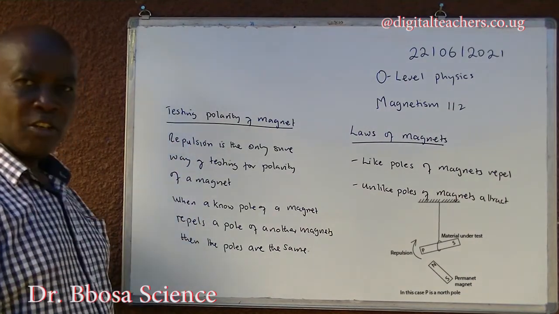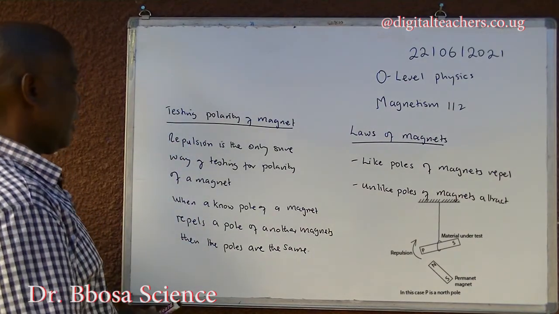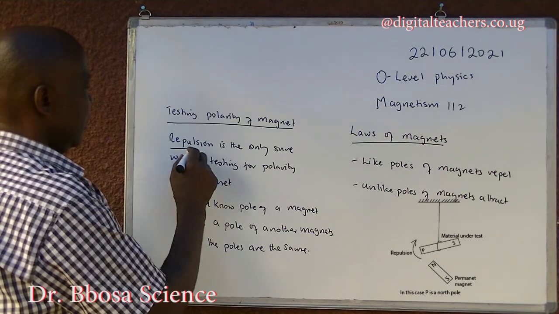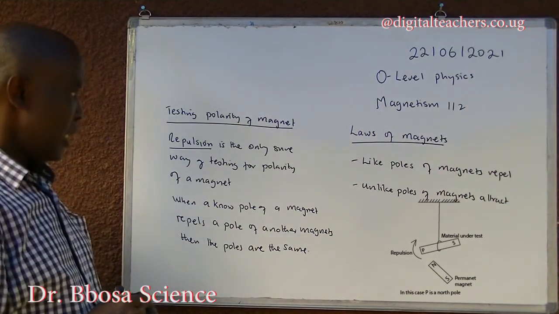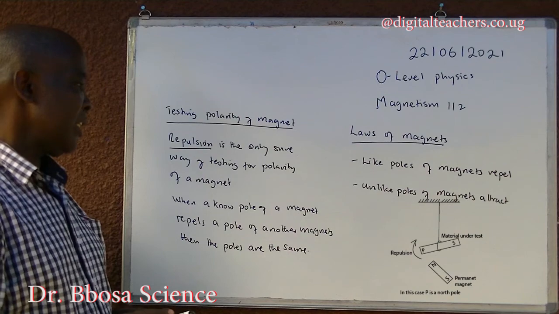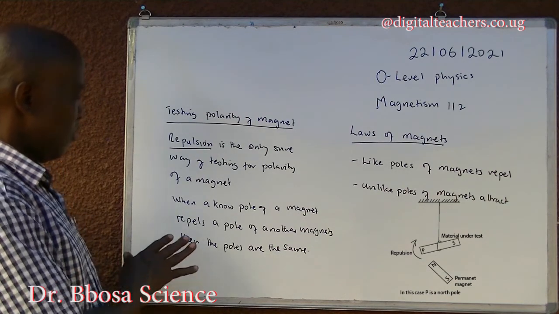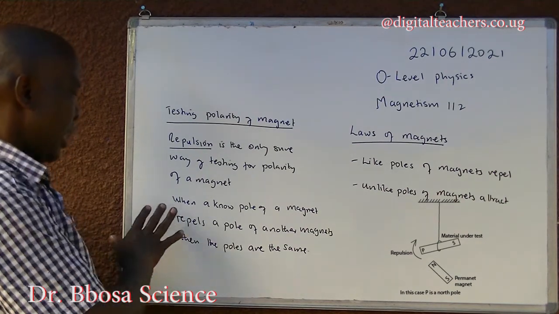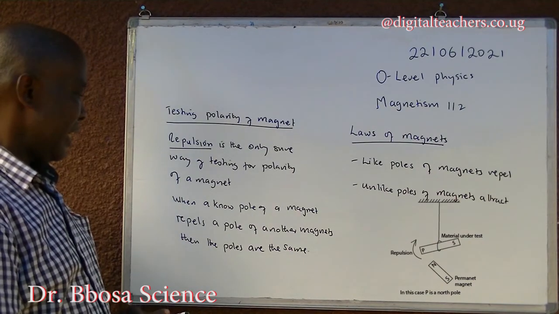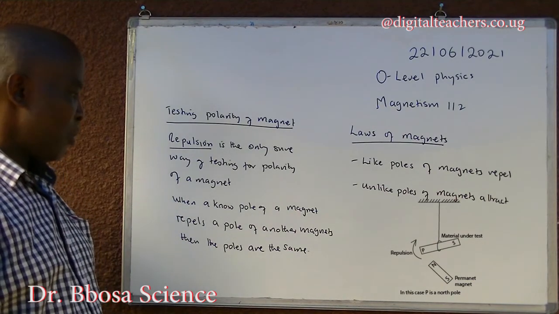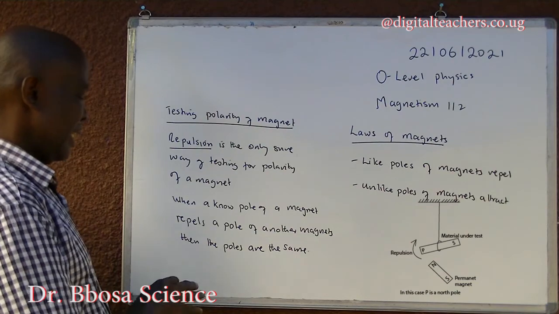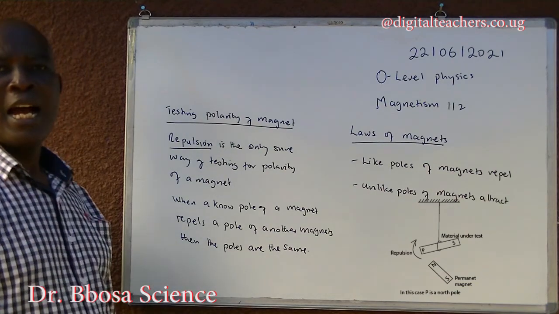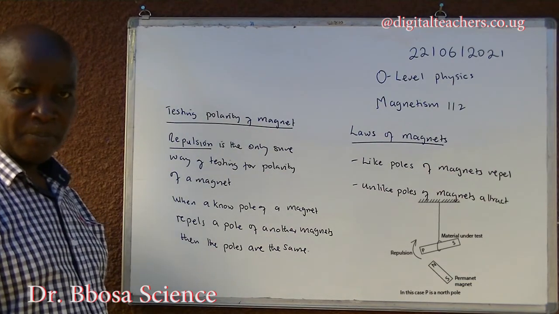Testing polarity of a magnet. Repulsion is the only sure way of testing for polarity of a magnet. When a known pole of a magnet repels a pole of another magnet, then the poles are the same.